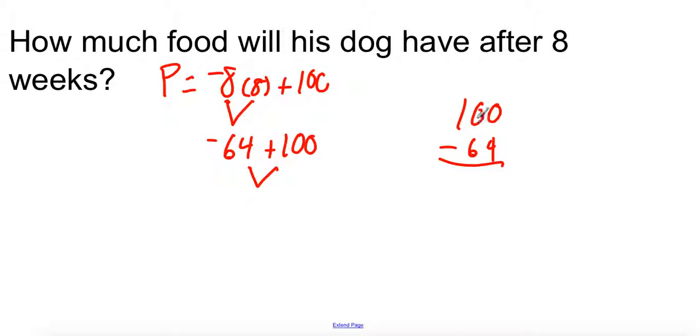So I'm just going to do a little bit of subtraction. I need to borrow a little bit. So this will cancel out. This will turn into a 0. This will be a 9 and a 10. 10 minus 4 is 6. 9 minus 6 is 3. So we'll get that there will be 36 pounds of dog food left after 8 weeks.